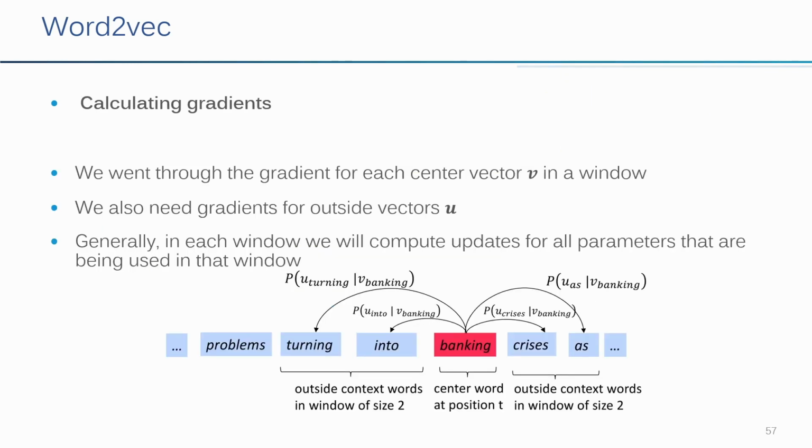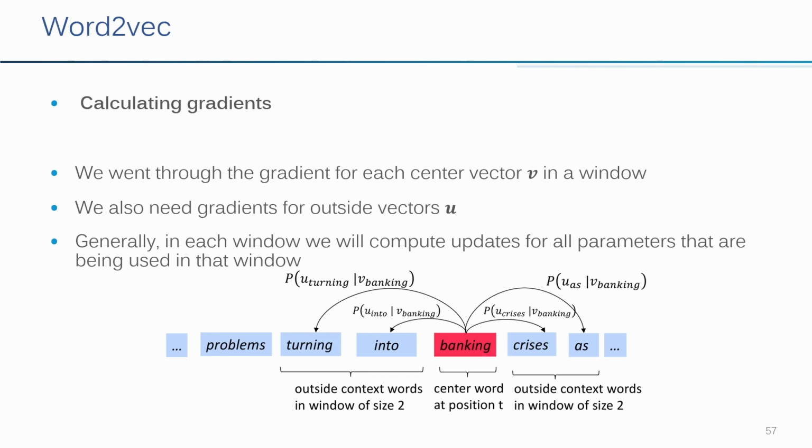Okay, so yeah, we went through the gradient for each center word v in the window, and we also need the gradients for the outside word u. So we'll do this also the other way around. We won't show how this is done. It's pretty much the same thing.